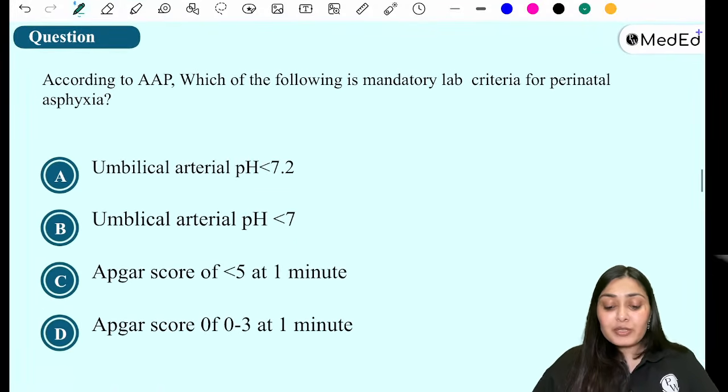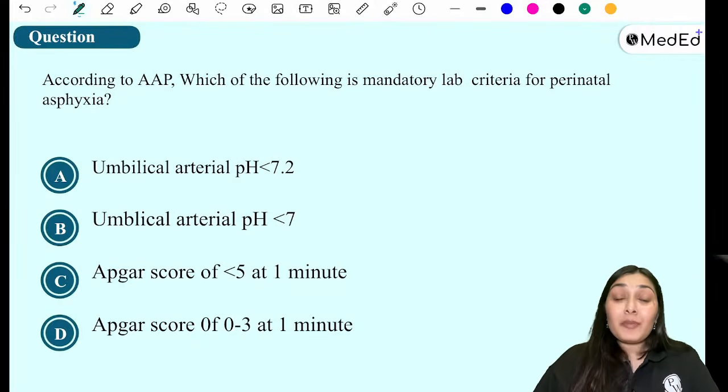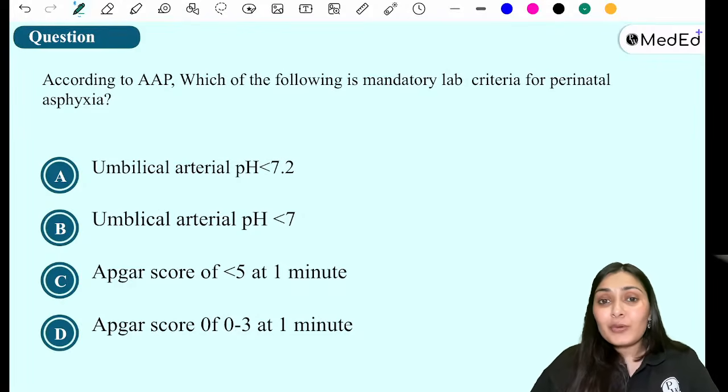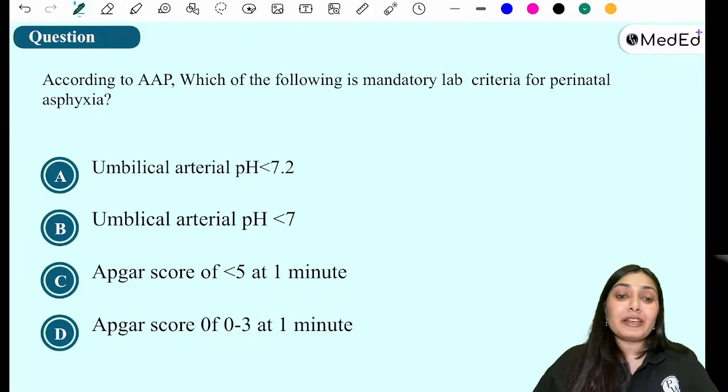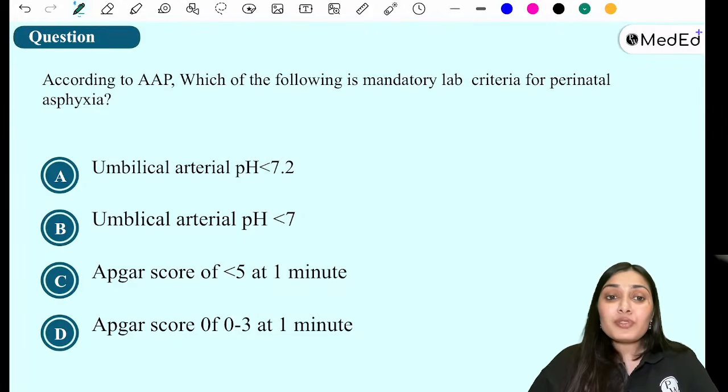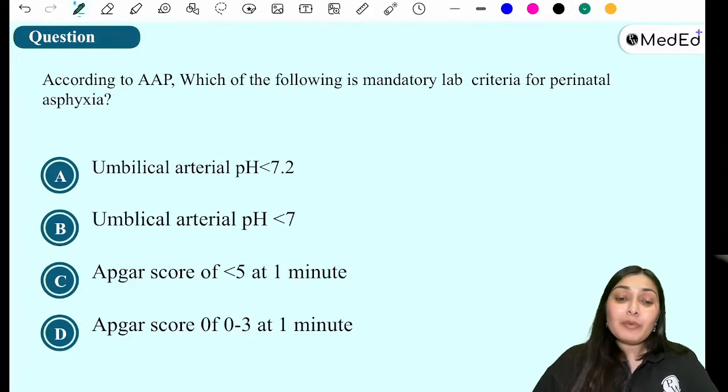So now let's move to the next question. According to AAP, American Academy of Pediatrics, this is not Aam Aadmi Party, it is American Academy of Pediatrics. Which of the following is the mandatory lab criterion for perinatal asphyxia? We have the options: umbilical arterial pH less than 7.2, umbilical arterial pH less than 7, APGAR score less than 5 at 1 minute, APGAR score 0 to 3 at 1 minute.